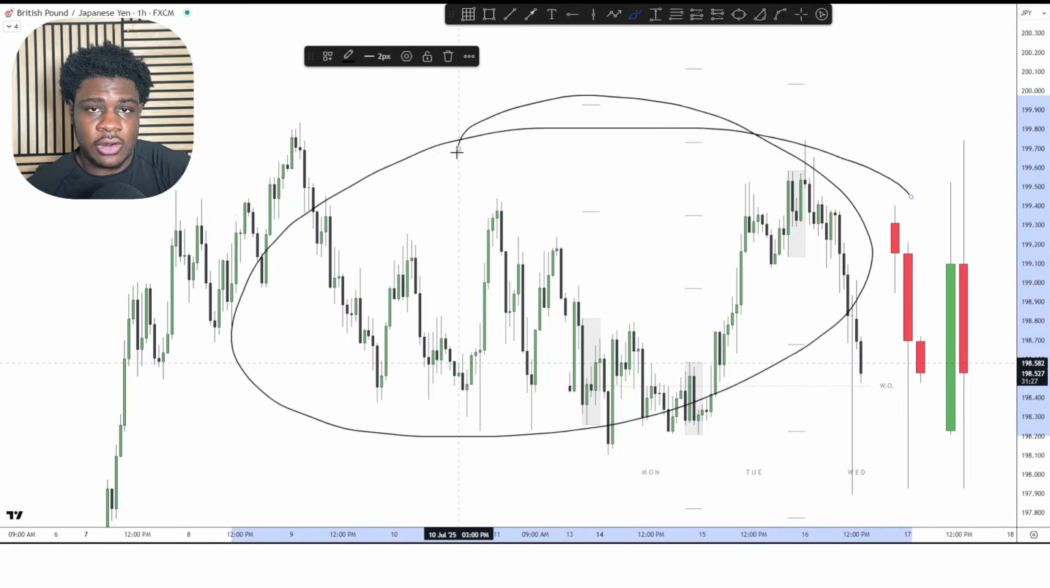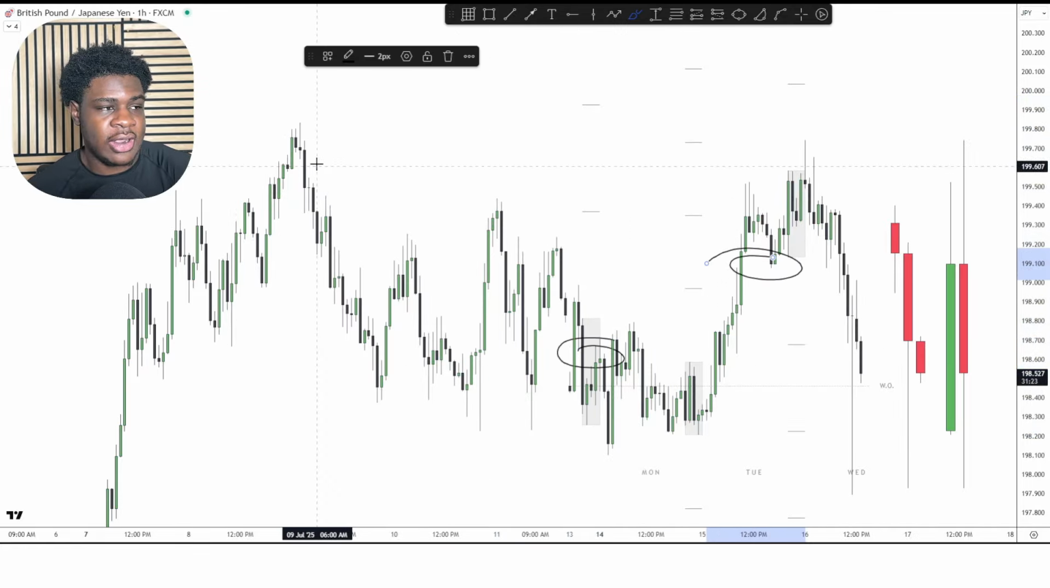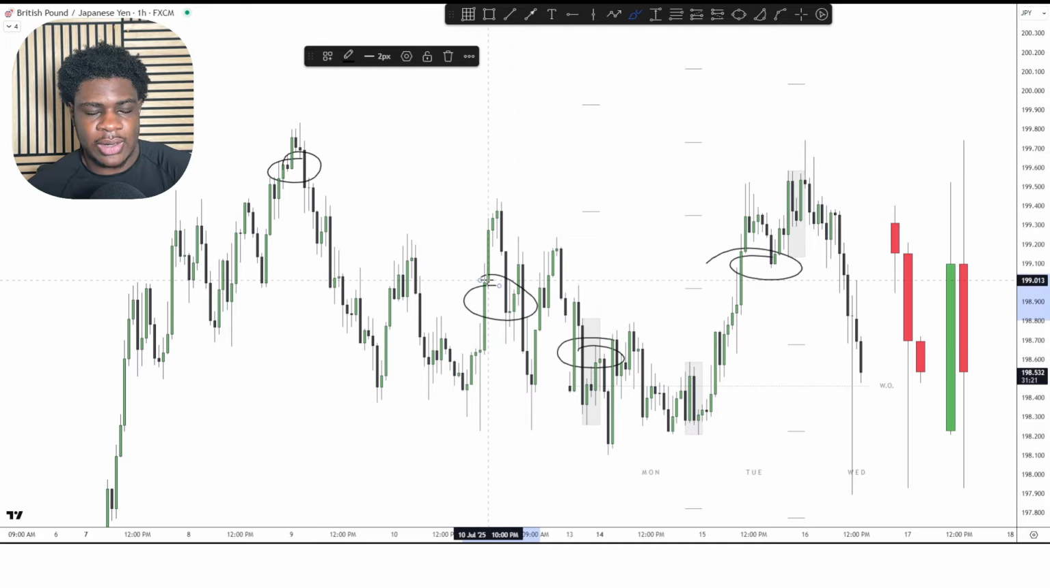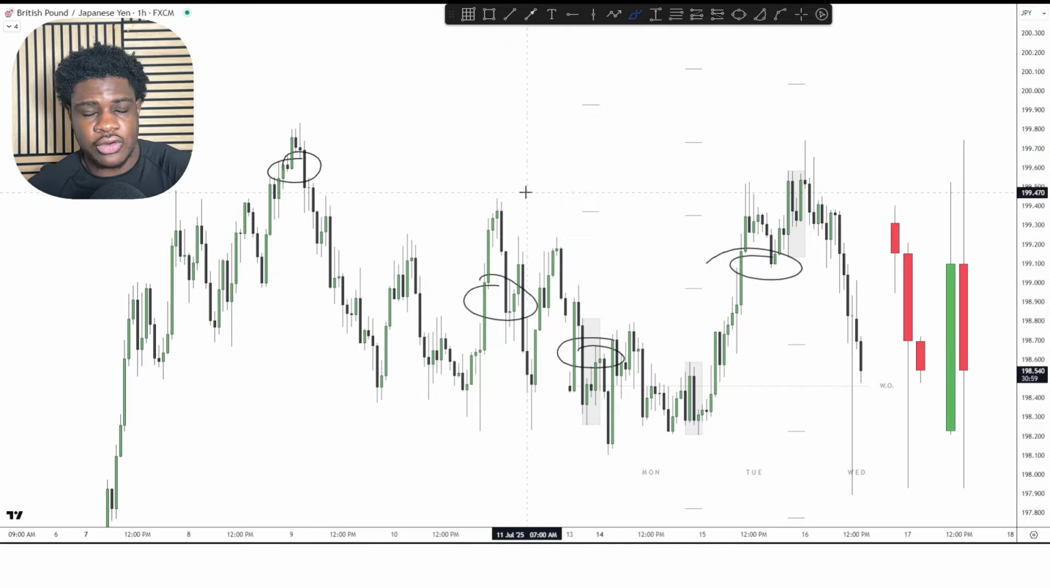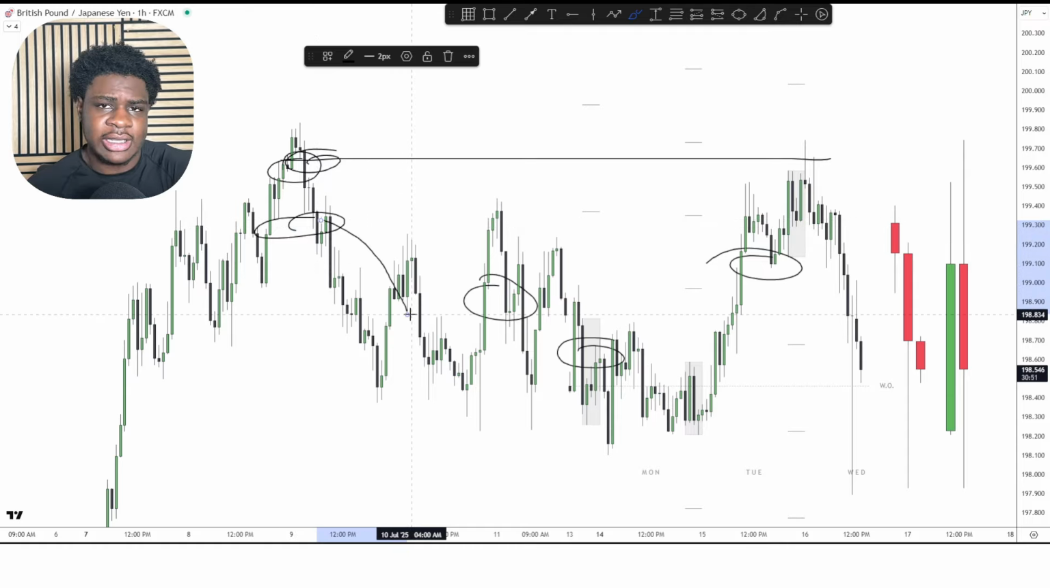If you look at this chart, there's fair value gaps everywhere. Fair value gap right here, fair value gap right here, fair value gap right here, as well as right here. But as a beginner or struggling trader, you may be in a position where you don't know if price is going to respect the fair value gap in this case, versus in this case, when price comes into a fair value gap, it completely breaks through it. And this is what this video is going to help you fix.